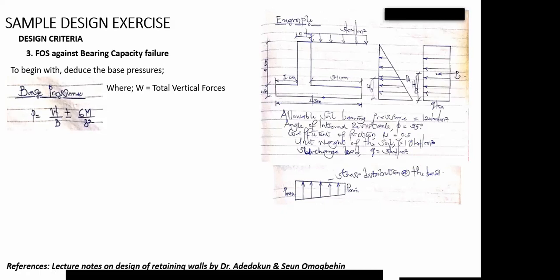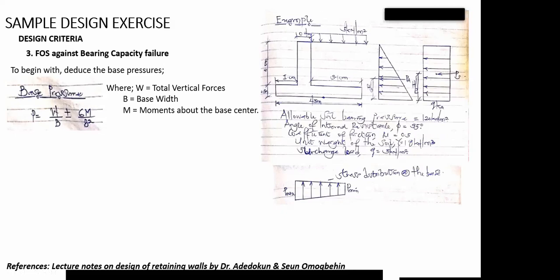To begin with, let's derive the base pressure. Now, that formula that I said is R V, open bracket, something. So you don't need to cram that, all right? What you just have to know is that what? Your base pressure is what? P equal to what? W over B plus or minus 6M over what? B squared. Now, where your W is your total vertical forces, your B is your base width, your M is moment about the base center.